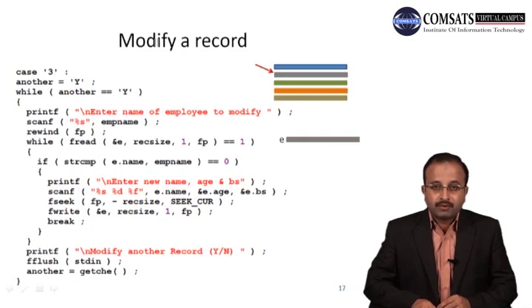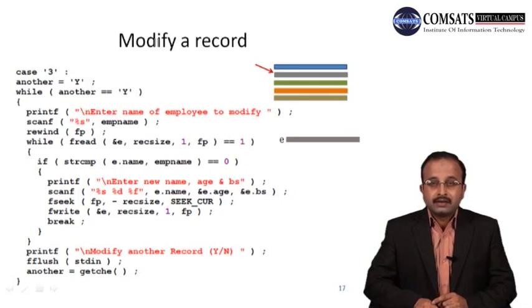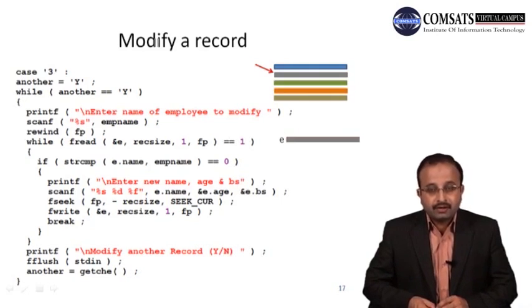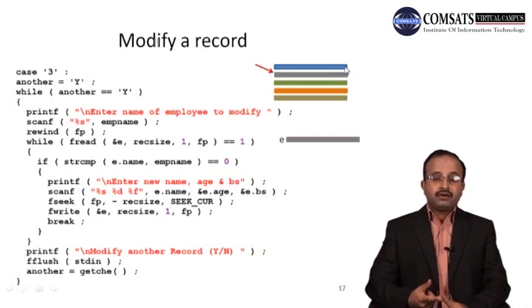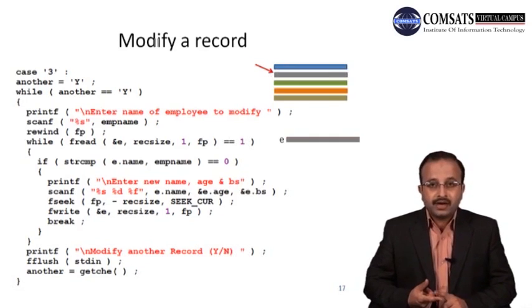Then you move the file pointer to the beginning of the file and you read the first record. After reading the first record, you check whether the name in the first record is equal to the name input by the user. If they are equal, then you have found that record. But you have to make sure of one thing: after reading the first record, the file pointer points to the beginning of the second record.